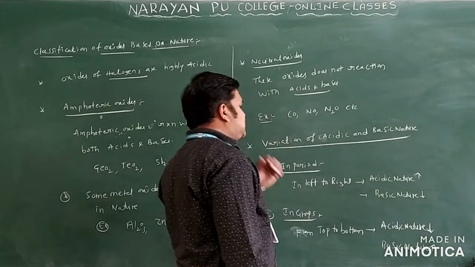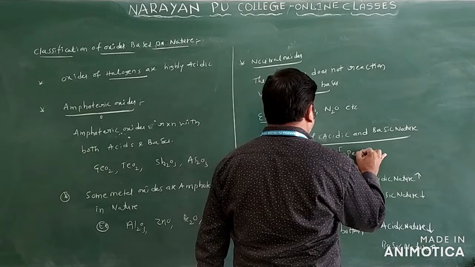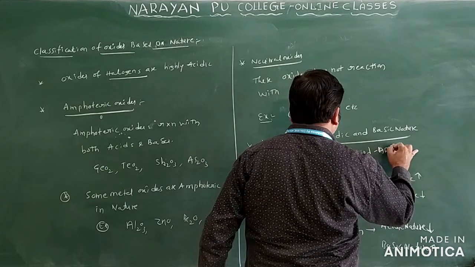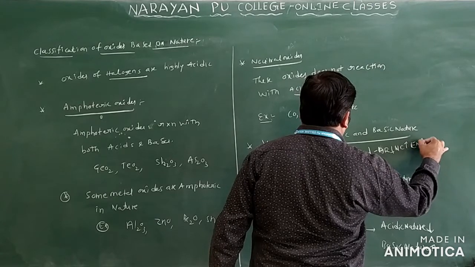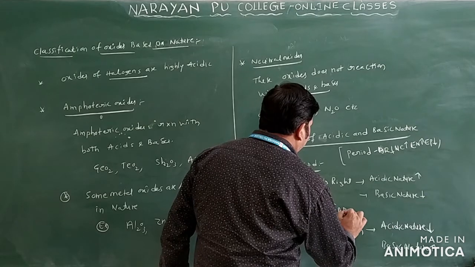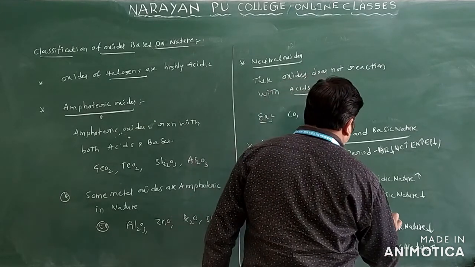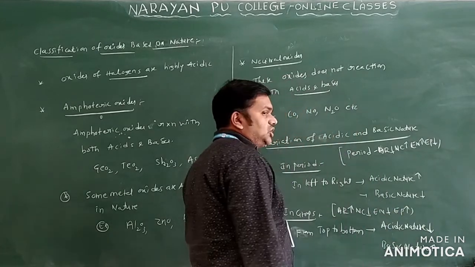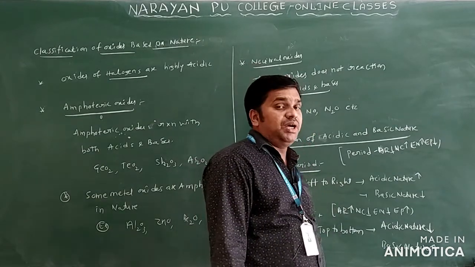These points are mainly based on the following. In a period, atomic radius decreases, nuclear charge increases, electronegativity increases, electropositivity decreases. In groups, atomic radius increases, nuclear charge decreases, electronegativity decreases, electropositivity increases. Electropositivity is related to metallic nature, and metal oxides are basic in nature.